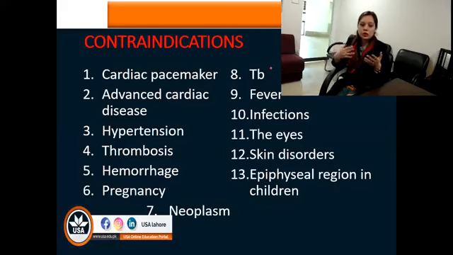We're not going to use interferential current in advanced cardiac diseases and hypertension. In case of thrombosis, we don't want to dislodge the thrombus. In the case of hemorrhagic areas, we don't want to increase the bleeding. Also in pregnancy, over the abdomen, over the back, over the pelvic region, in tuberculosis, in fever and other infections, around the eyes, in skin disorders, and over epiphyseal regions in children.